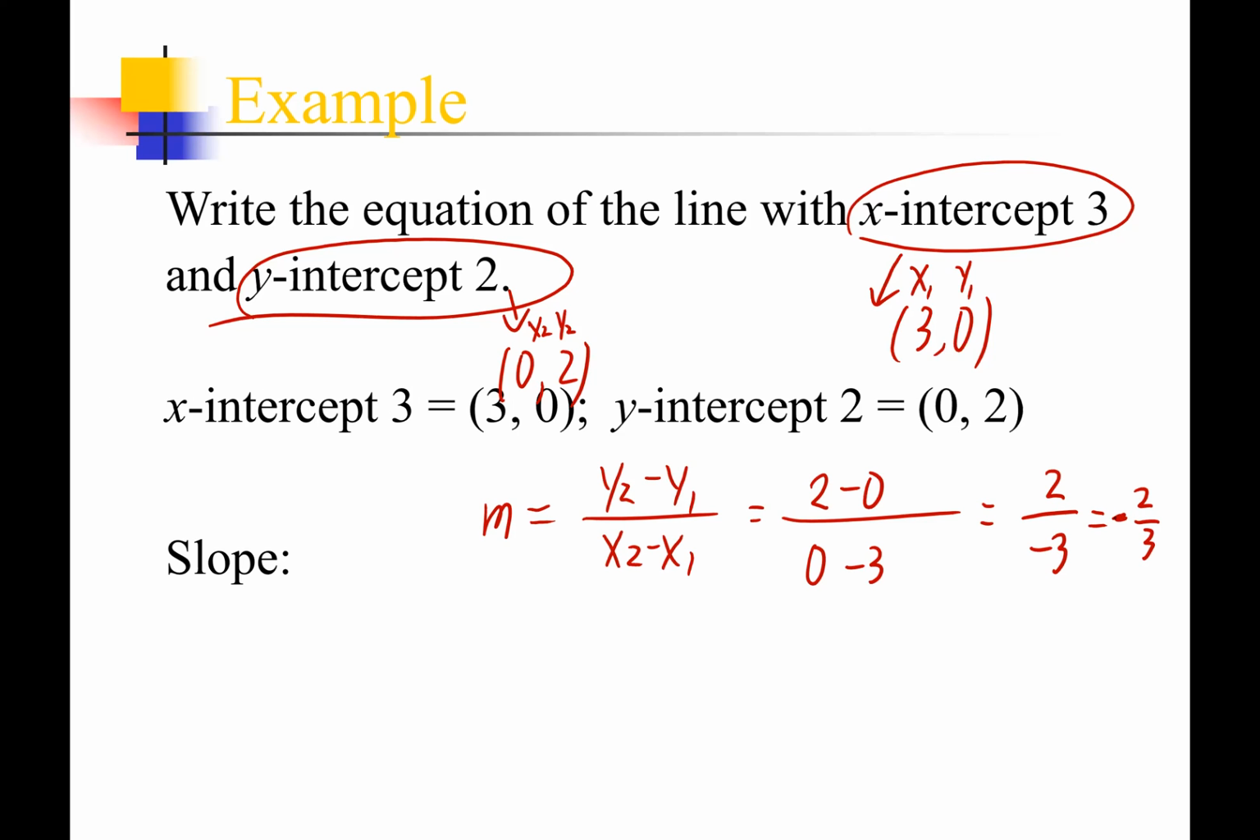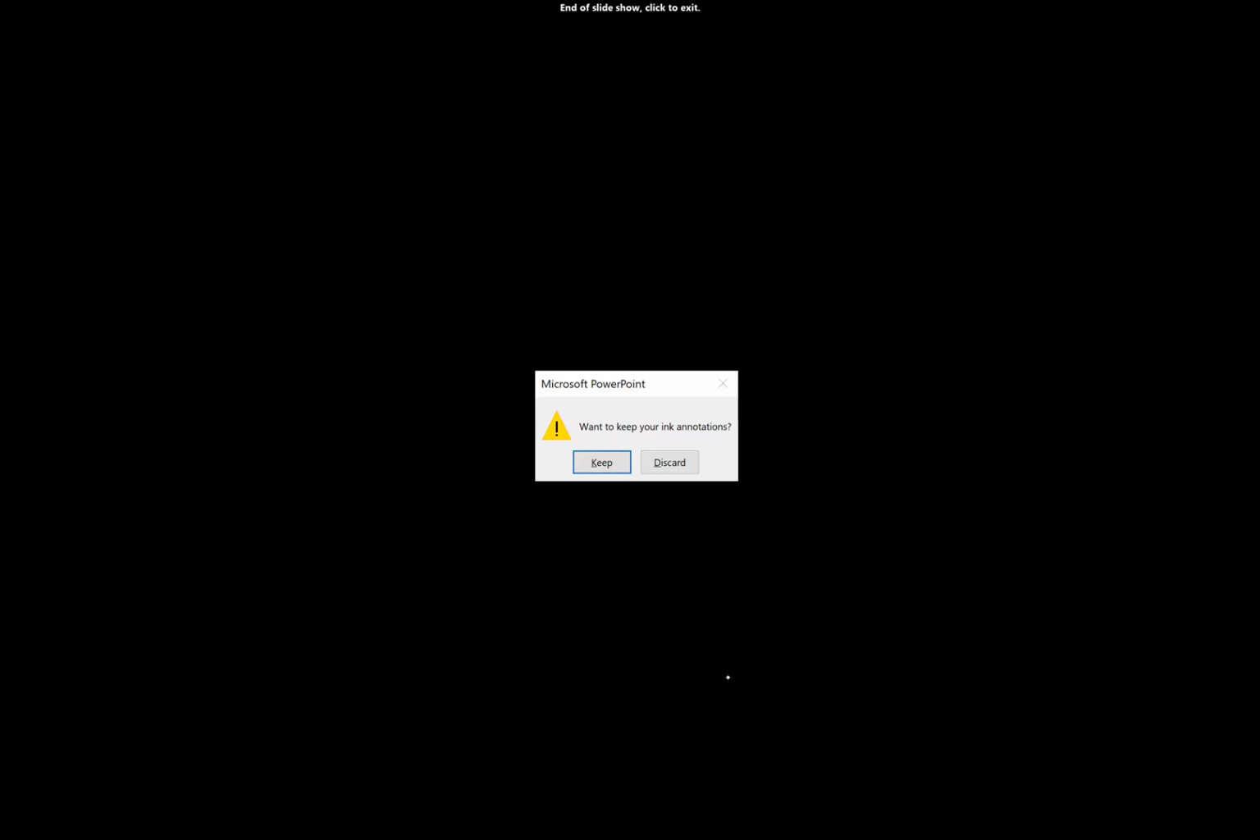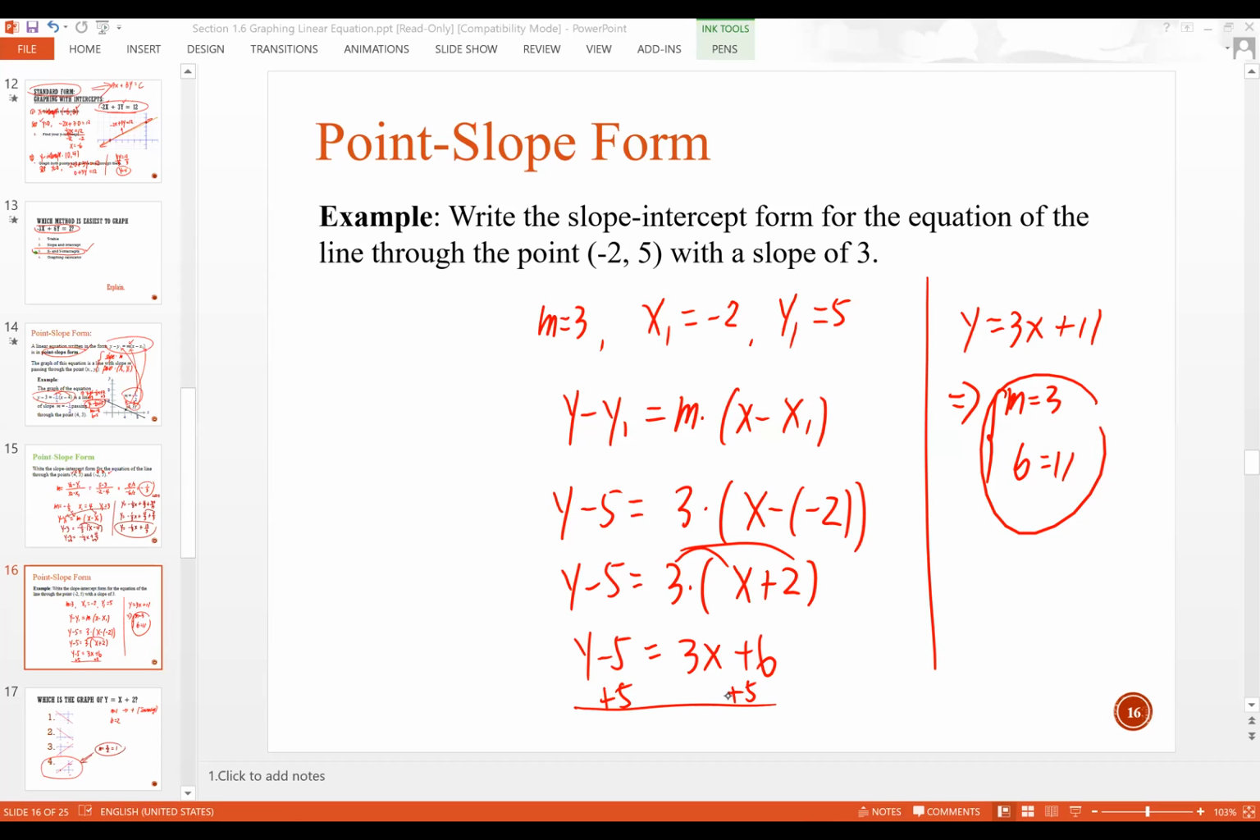Now we have that. Next thing is find out the y-intercept. And we know the y-intercept b is equal to 2. Then we just plug both numbers into the slope-intercept form. So this is y equal to negative 2/3 of x adding 2. Okay. So that's how you end up with the equation of the line with given x- and y-intercepts. Okay, so this is everything on section 1.7. Again, we went over most of the stuff earlier, which is good, from section 1.6.